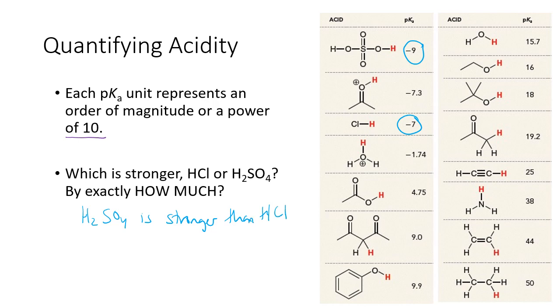Hydrochloric acid is a little weaker than sulfuric acid, but by how much? We can actually use the pKa values to say how much stronger one is than the other. So if we look at the difference between those two numbers, 9 minus 7, that has a difference of 2 pKa units. But what that really means is 10 to the 2 would be 100. So sulfuric acid is 100 times stronger than hydrochloric acid.